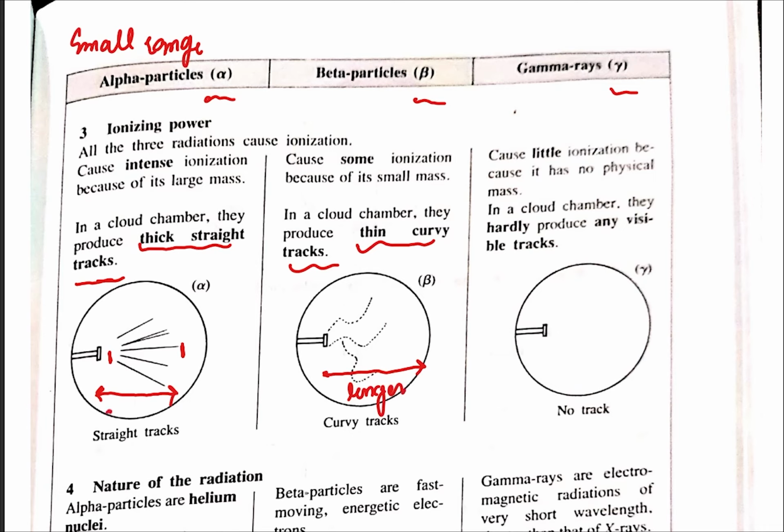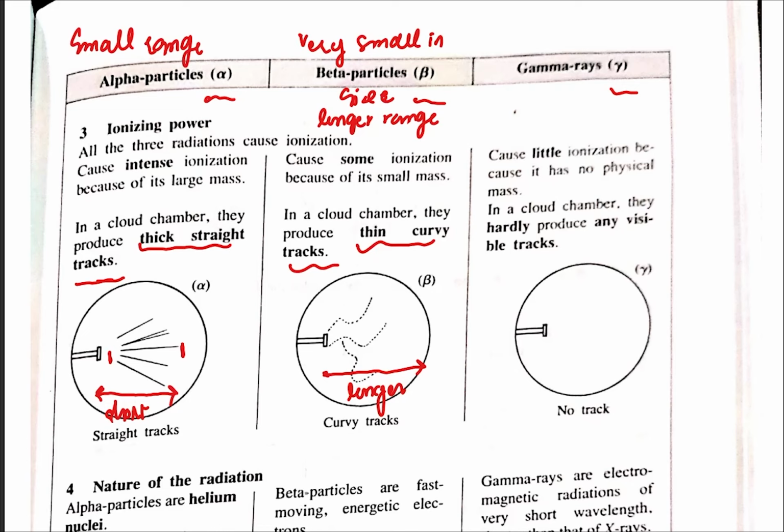This would be a bit longer, and this would be short, thick, straight lines, right? And the reason for that would be that beta is very small in size and has a longer range than alpha, right? So now we move towards gamma.